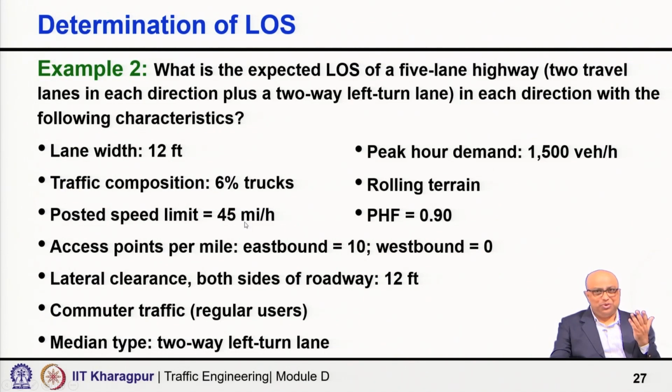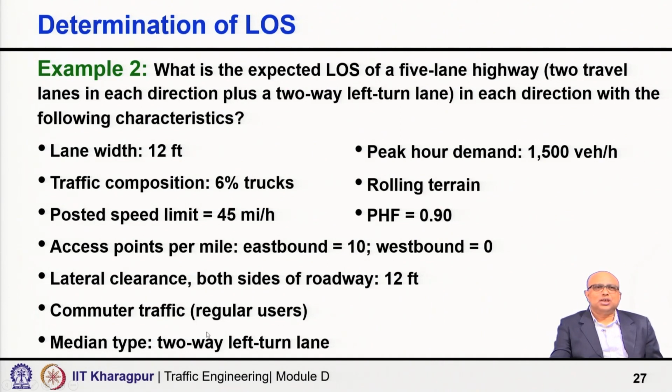50 and above one formula, less than 50 another formula. So, it is the less than 50 case. So, we can apply this, this is important. Access point per mile, yes, not the RAM density in this case, but it is access point per mile, and it is separate for eastbound and westbound. So, we have to do the calculation separately for the eastbound and westbound, because the access points per mile are different. Lateral clearance both sides of the roadway 12 feet, quite adequate.